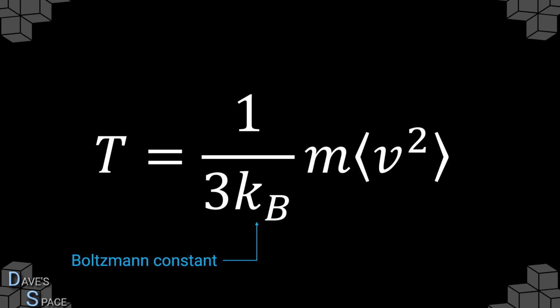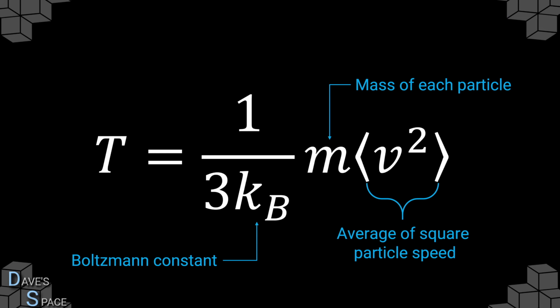So k_B is the Boltzmann constant, which is just a constant, m is the mass of each particle, and v squared is the average square particle speed. And so it's a macroscopic variable that describes a large number of particles. The individual particles themselves obey Newtonian mechanics, but a large enough number of them obey statistical mechanics. So T is a statistical phenomenon.